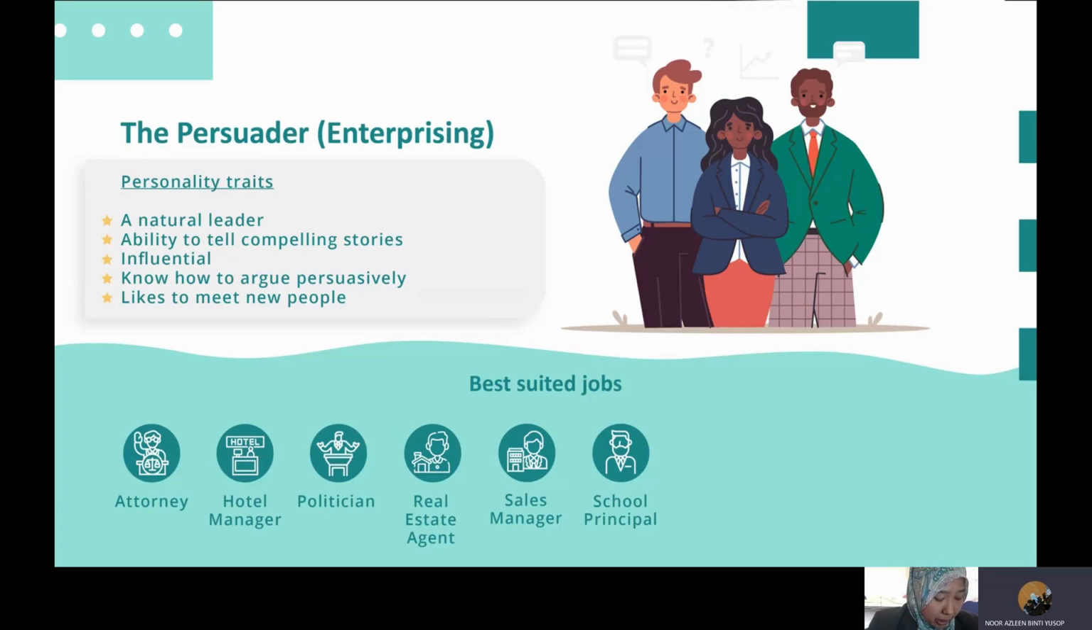Okay, this type usually has leadership and speaking ability. The traits are being a natural leader, able to tell compelling stories, influential, knowing how to argue persuasively, and liking to meet new people. The jobs are attorney, hotel manager, politician, real estate agent, sales manager, and school principal.